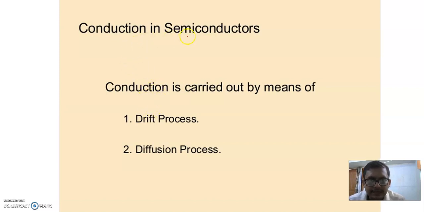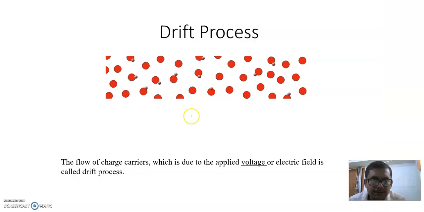So conduction in semiconductor, there are two types of conduction in semiconductor. First is the drift process and second is the diffusion process. So drift process, so flow of charge due to the applied external electric field is called drift process, and flow of current due to flow of charge is called drift current.